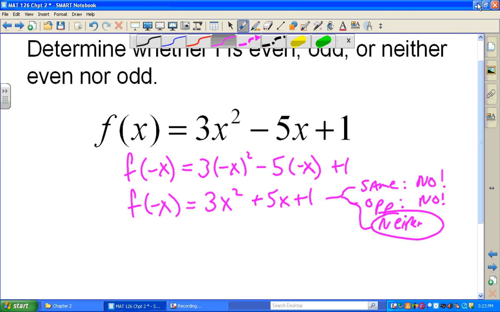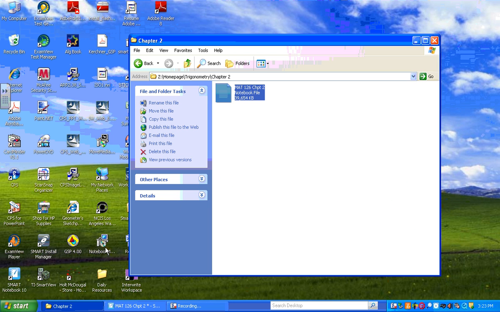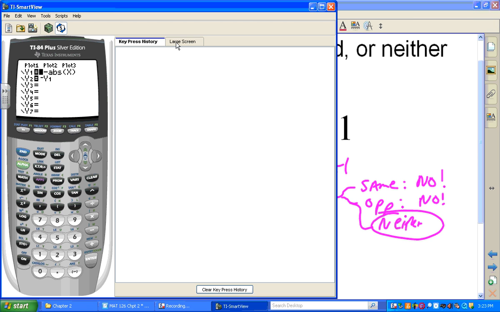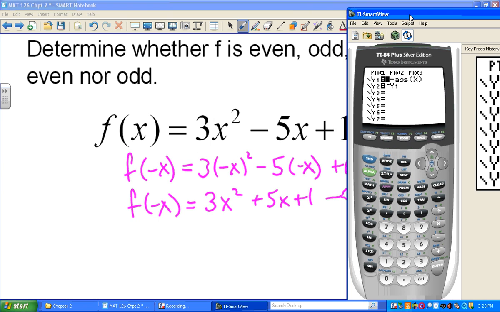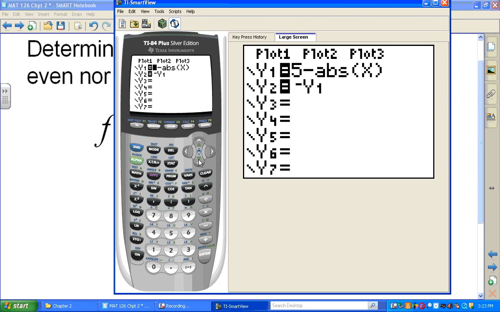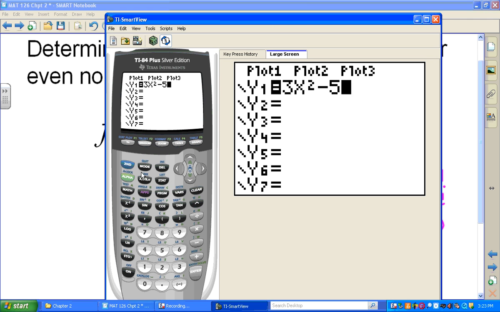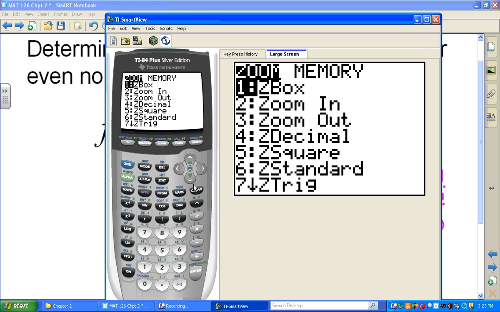Well, if you wanted to, you could graph it out also. We'll try that. All right, so go ahead and get your calculators out. I'm going to type in the equation 3x squared minus 5x plus 1. Minus 5x plus 1. Zoom standard we'll always go to.